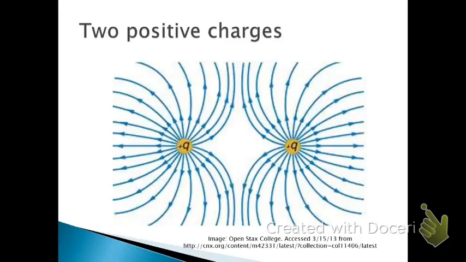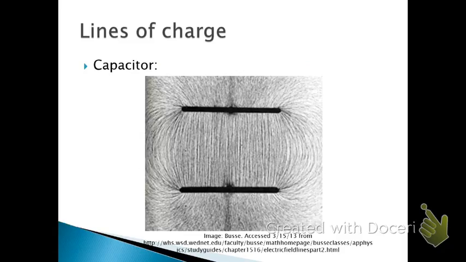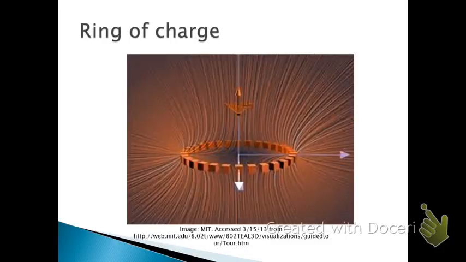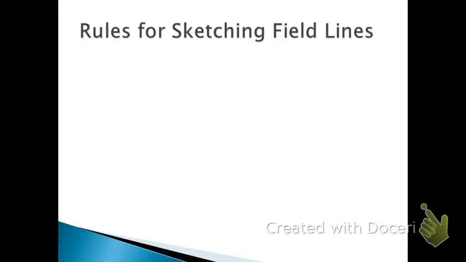And for two positive charges, it's a really similar shape, but all the lines are pointing away because positives repel positives. If you have plates of charge, you end up with straight lines between them. So I'd have one plate, let's say positive Q, one plate negative Q, and these lines of field connecting them this way. And I included a ring of charge picture just because I thought it looked cool.